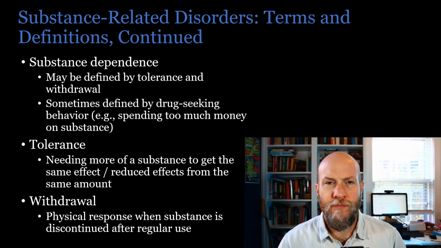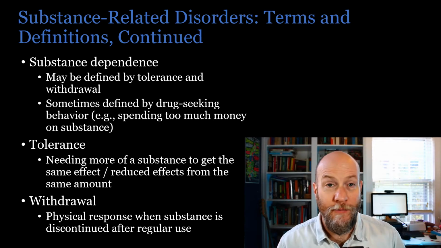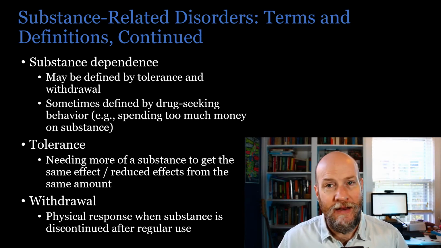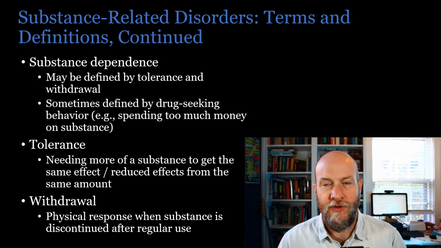The two basic principles we associate with substance dependence, or what's commonly referred to as addiction, are tolerance and withdrawal. So essentially, if the person is needing more of the substance to get the same effect, or if the effect they are getting from the same amount is reduced, we describe them as being tolerant.